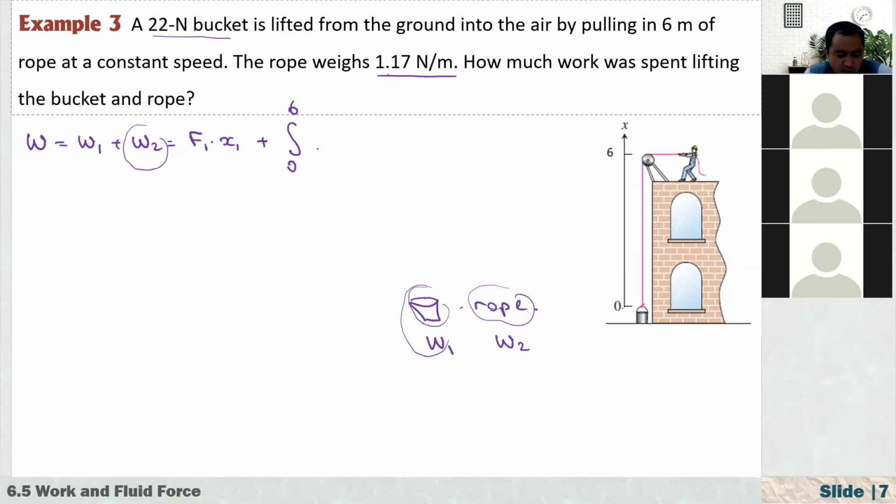So here we have 1.17 times the distance, which is 6 minus x, and dx. For example, if x is equal to 0, we have to move that rope for 6 units.